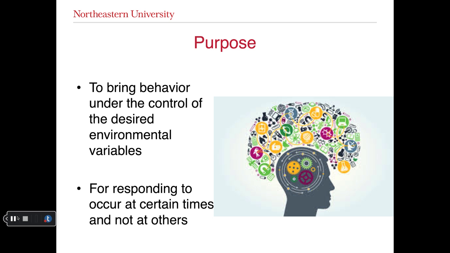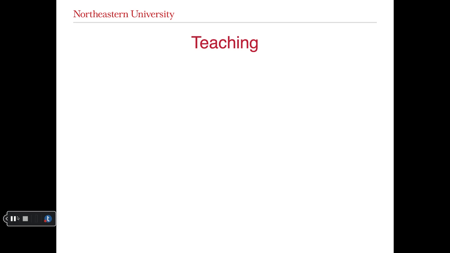Thinking about it, do we really care whether a response occurs, or if a response occurs under specific environmental control and not at other times? To paraphrase a bit, we're looking for responding to occur at certain times and not at others. This is really important, but may not be completely clear. So let's look at a couple examples.